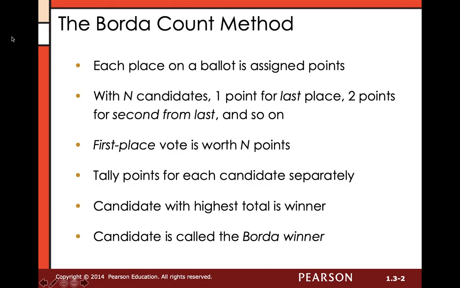So if you have four candidates, then first place would get 4 points. And I guess four candidates will be what we'll talk about with the math club example. Then you tally the points for each candidate separately. The candidate with the highest total is the winner, and they are what's called the Borda winner.